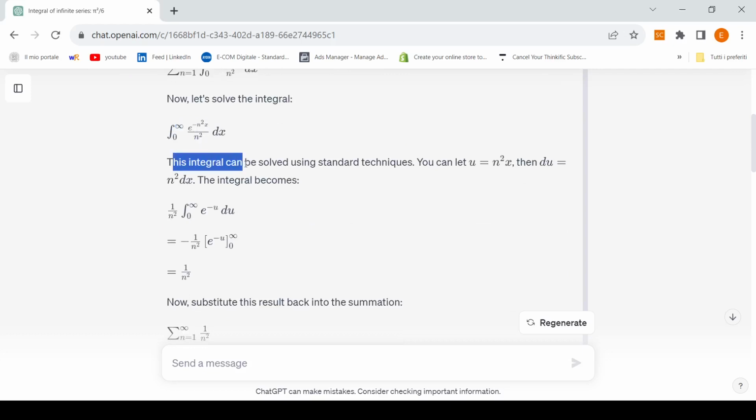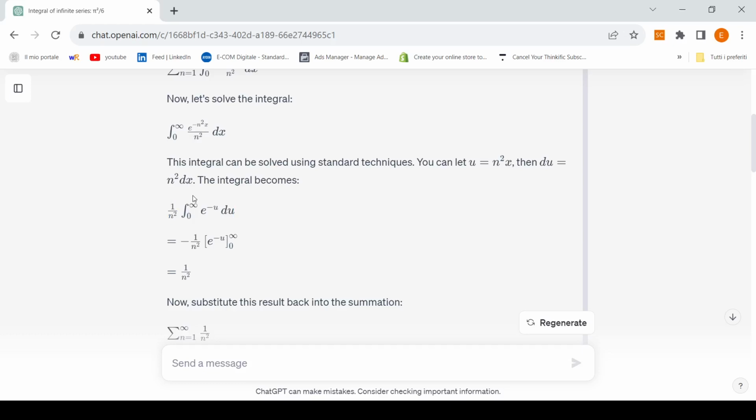This integral here can be solved using standard techniques. You can let u equal to n squared x and then du equal to n squared dx, which is correct. The integral becomes 1 over n squared, integral from 0 to infinity of e to the minus u du. And it makes the calculation. So this calculation is correct, but we have to be careful because ChatGPT missed one factor of 1 over n squared. When you make the substitution, since we have let u equal to n squared x, dx will become du over n squared. So instead of dx, we have du over n squared, which is here.